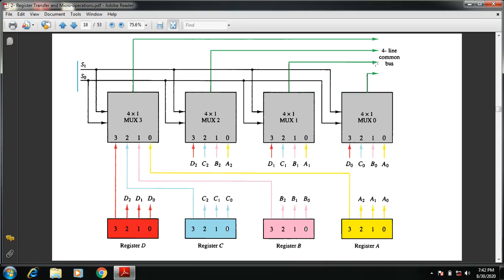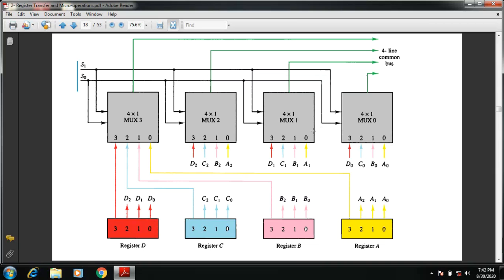This is a 4 line common bus. All four multiplexers give one output each, and all four outputs go onto the common bus, which is known as a common bus system.